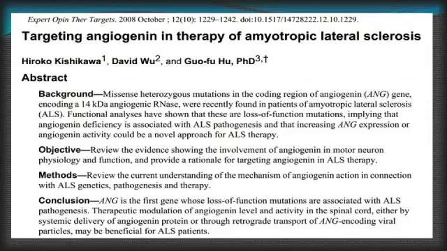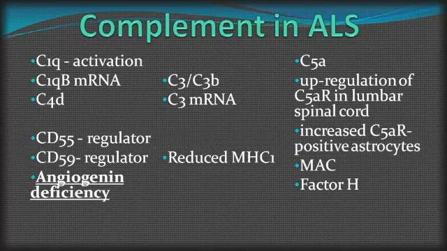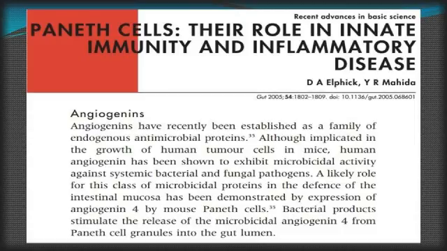This next paper is suggesting targeting angiogenin for ALS, as it is the only functional mutation found in ALS, and it results in an angiogenin deficiency. Angiogenins are antimicrobial proteins that are also made by the Paneth cells, the same cells that make the defensin alpha-5. Okay, these also have properties to protect against pathogenic bacteria and fungi found in the gut.